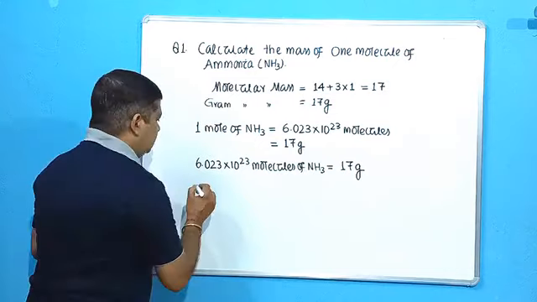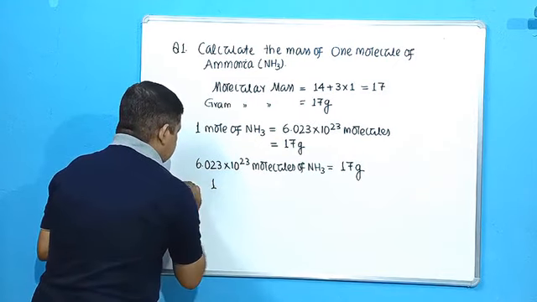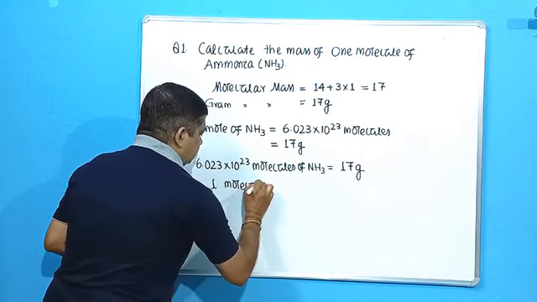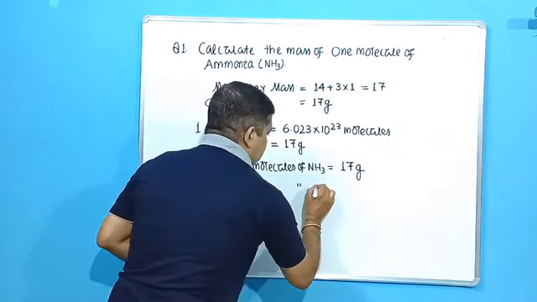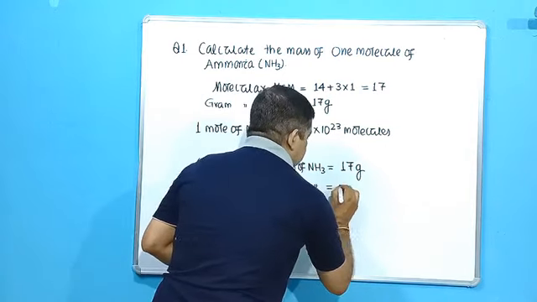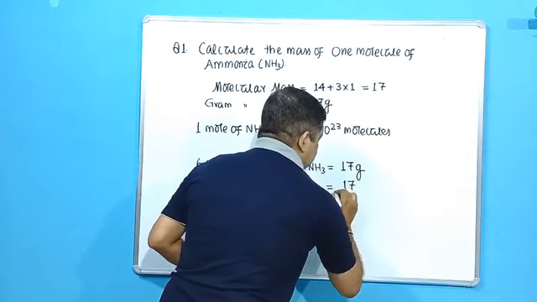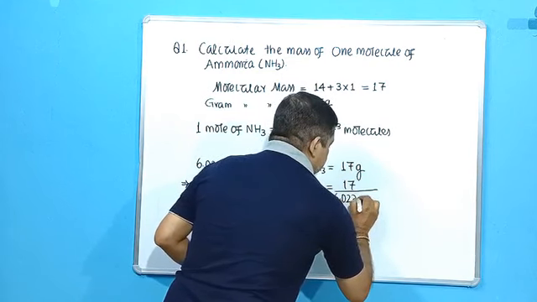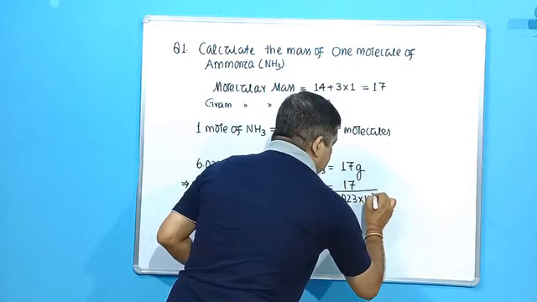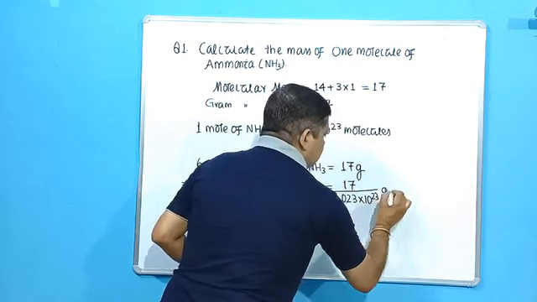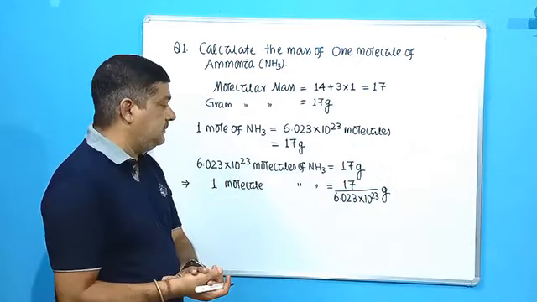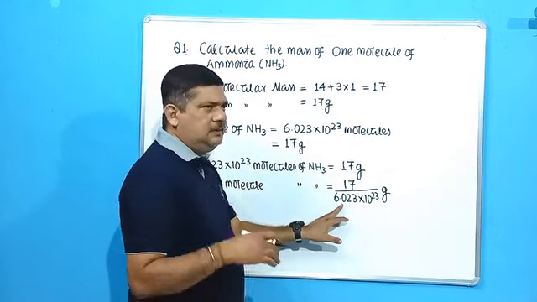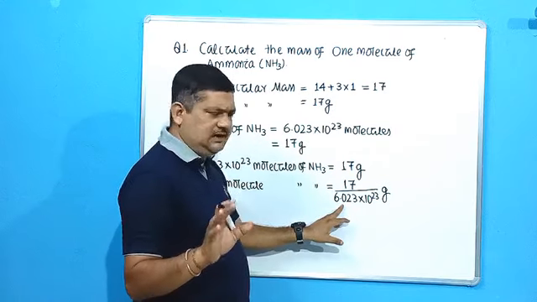Then what is the question? You have to go for one molecule. So this implies that one molecule of ammonia will be 17 divided by Avogadro number, that is 6.023 into 10 to the power 23, and the unit will be gram. Don't miss the unit, make it a habit of writing the unit always. So 17 by 6.023 will be around 2.82.